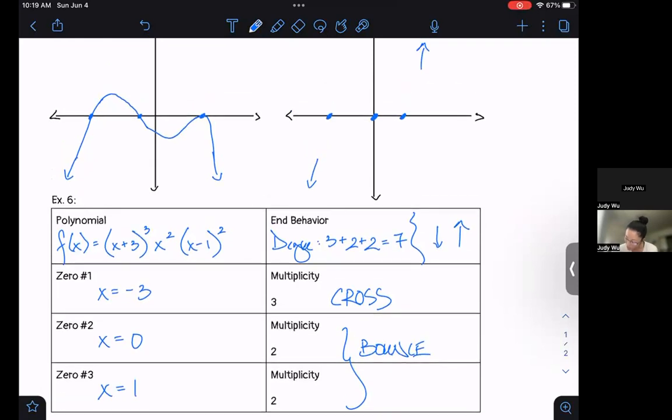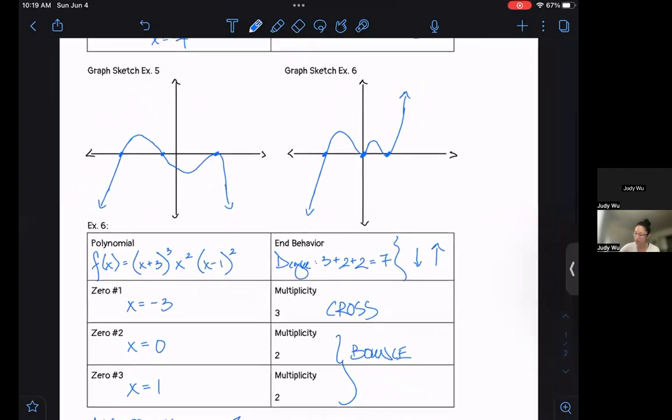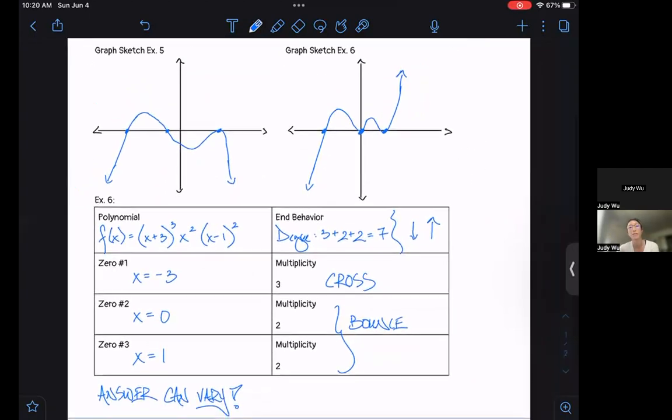All right, so I'm going to come to the -3. I'm going to go through, cross. I get to the 0, I'm going to bounce. I get to the 1, I'm going to bounce. And then I'm going to connect it to the other end behavior. Right, so here's one possible graph for this, but again, answers may vary. So if you got something different and you're not sure, feel free to send me a message and let's see if yours is correct or not.